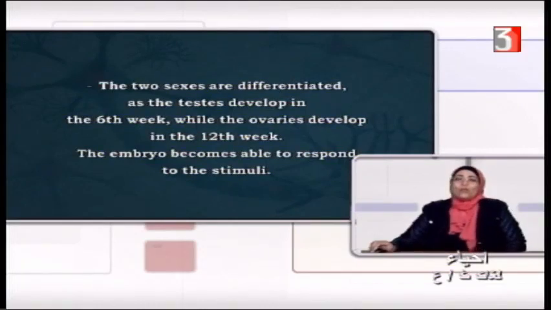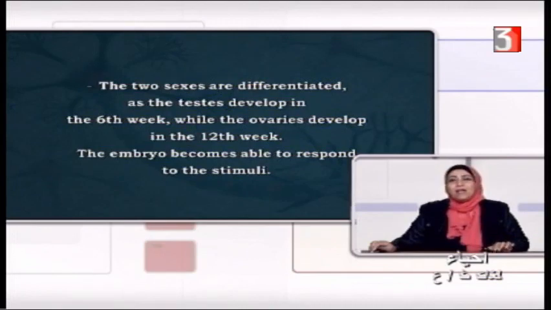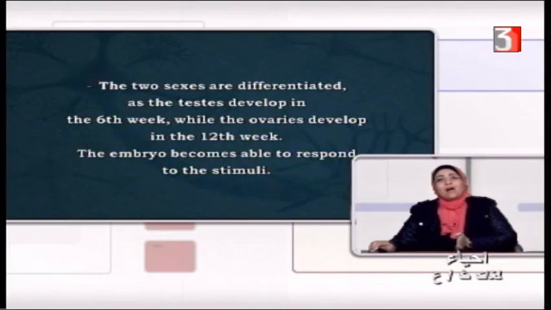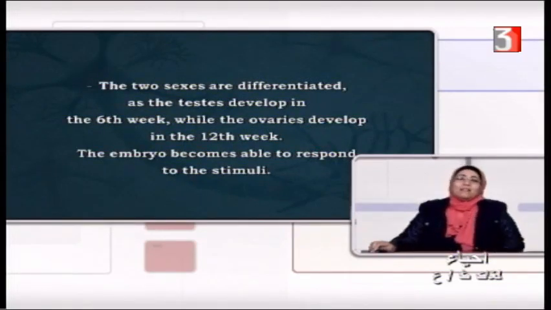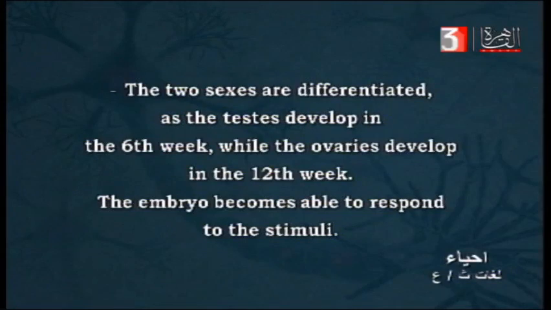We can determine the kind of the baby, if it is male or female. By what? By the formation of the testes. If it is female, there is no formation of testes; in a male, the testes appear after 1 month and a half. We can determine the kind of the baby by the formation of these testes, while the ovary develops after the 12th week. 12th week means after 3 months.